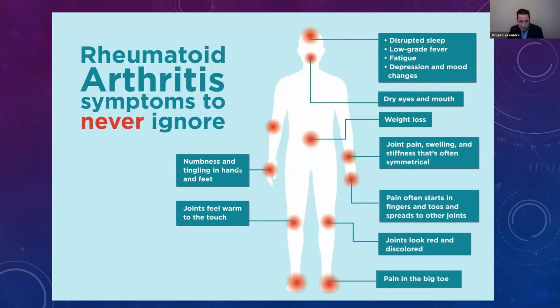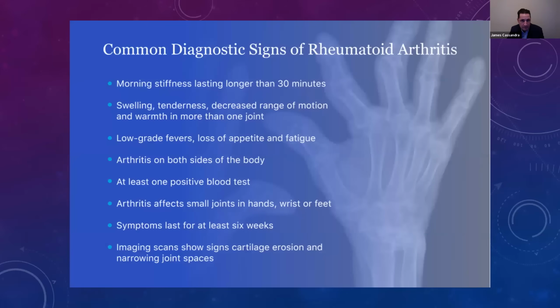So many symptoms. It's not just one joint, it's multiple joints. And you can have the low-grade fever, depression, fatigue, weight loss, dry eyes, dry mouth. And joint pain is oftentimes on both extremities. So common signs of diagnosis of rheumatoid arthritis: morning stiffness, tenderness, decreased range of motion, low-grade fever, arthritis on both sides of the body. We don't always see that, especially in gout.